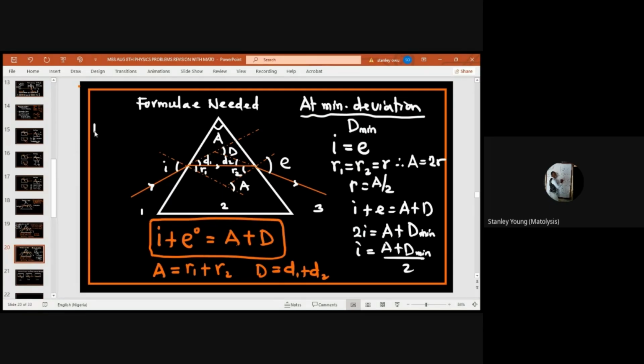So our eta, which is the relative refractive index of the prism, can now be equal to sine I, which was A plus D minimum over 2, then divided by sine R. And what was our R? A over 2. So take note of that. If the question gives you information of minimum deviation, feel free to use this formula. Moving on.